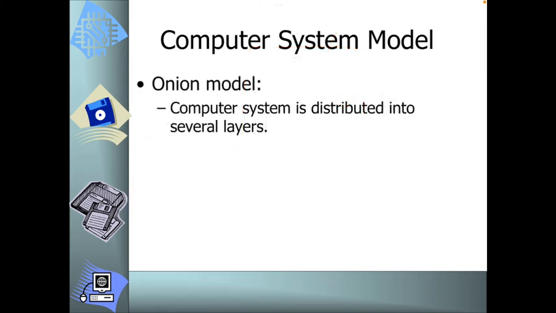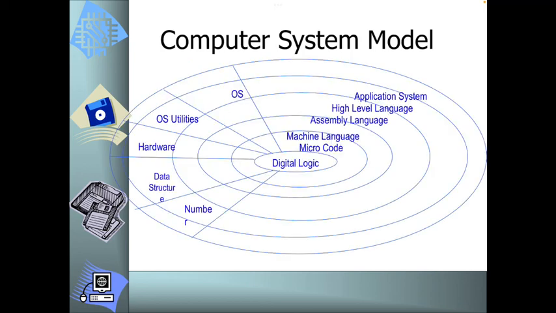For the second model, the onion model, this is related to the computer system being distributed into several layers. So where can we find the onion here? In our next slide, this is what we have. The computer system is distributed into several layers, so we have more than one layer.